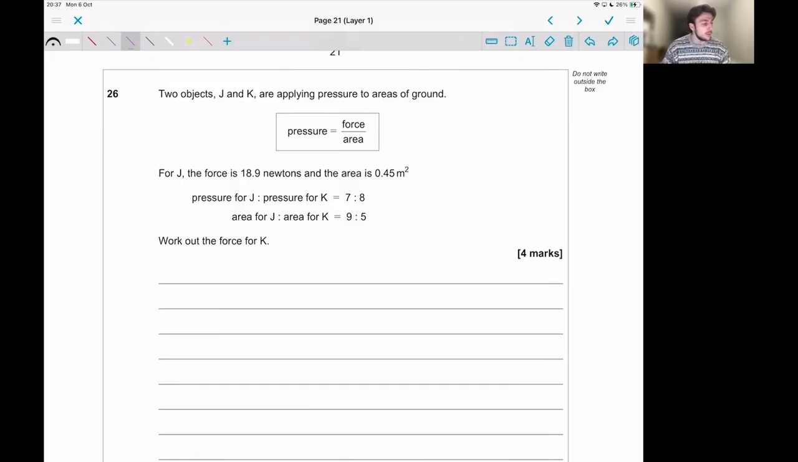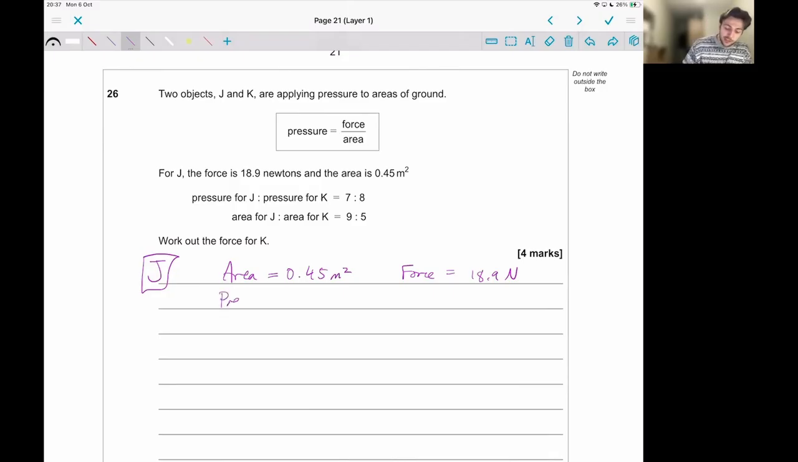So how can we do this? Well, let's start by looking at J. So if we're looking at J first, the area is 0.45 meters squared. We're told that. The force is 18.9 newtons. We're told that as well.